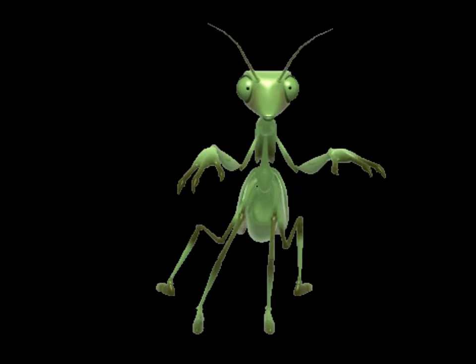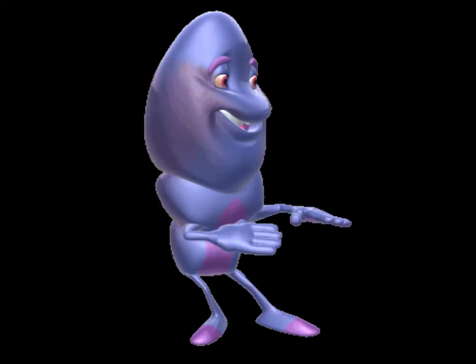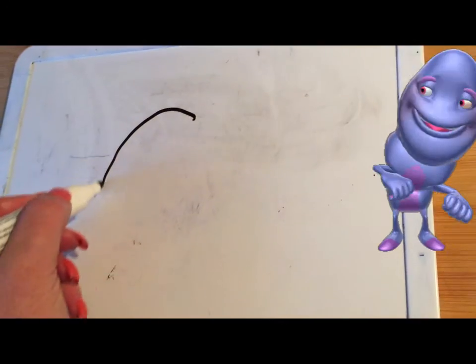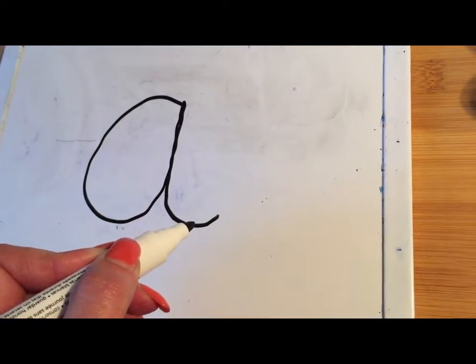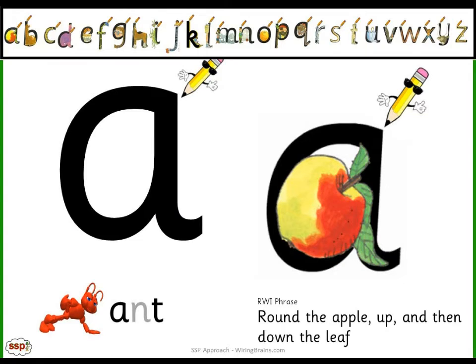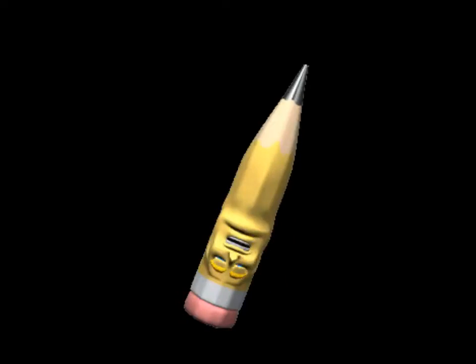Are you ready? Monster, a. Ant. Now draw it. Round the apple, up and down the leaf. And again. Round the apple, up and down the leaf. Rub it off.